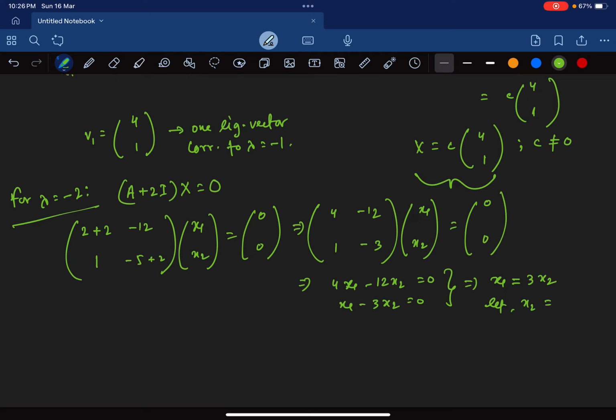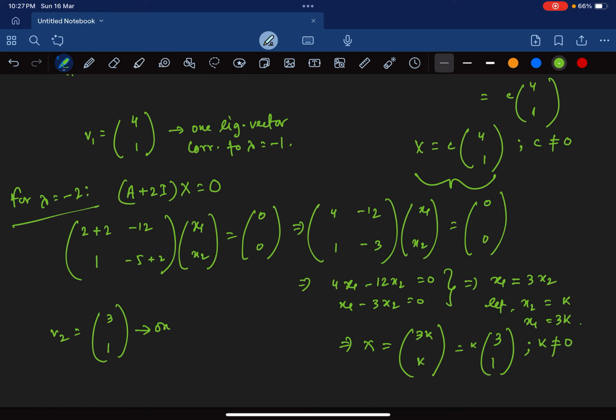So let x2 = k, then x1 will be 3k. By the same treatment as before, x = [3k; k], with k common, so k times [3; 1], obviously k not equal to 0. So you can write v2 = [3; 1]. This is one eigenvector corresponding to λ = −2.